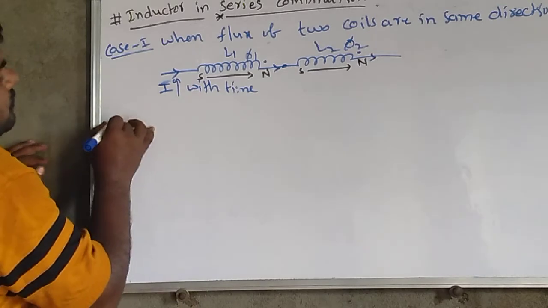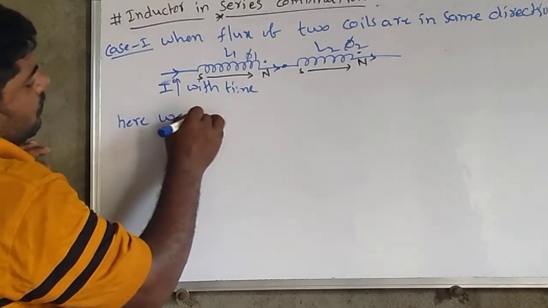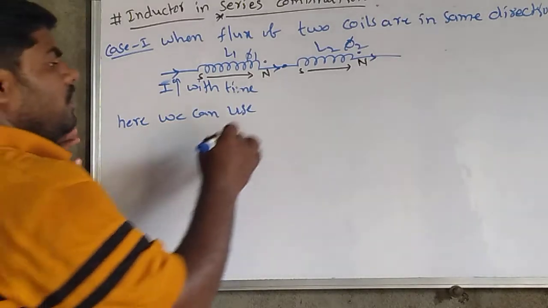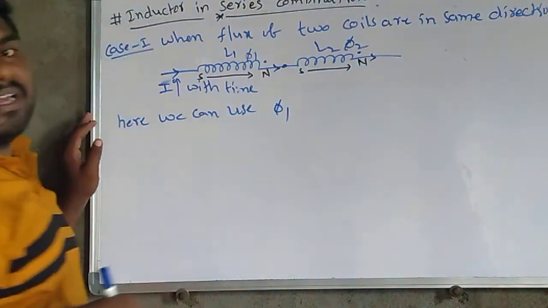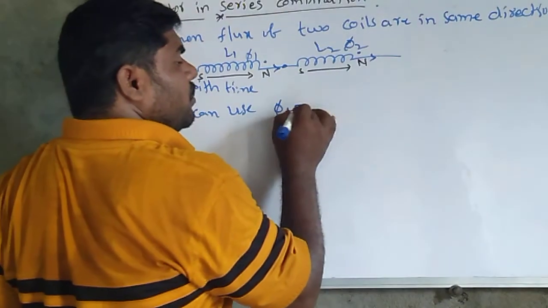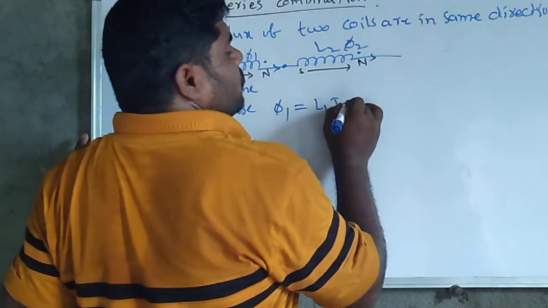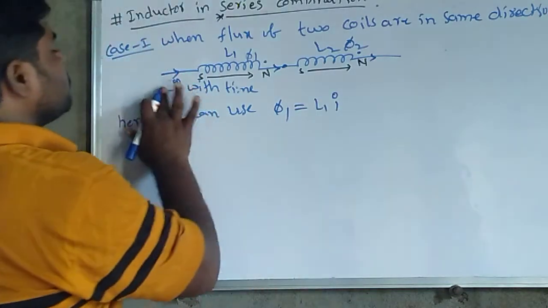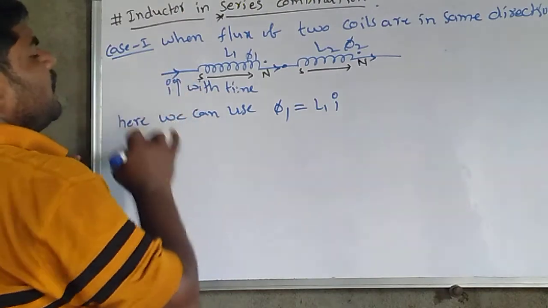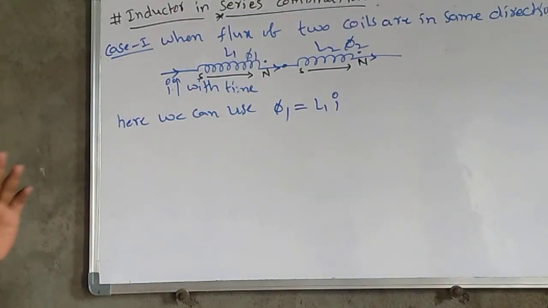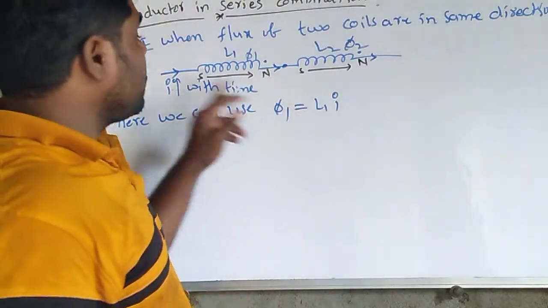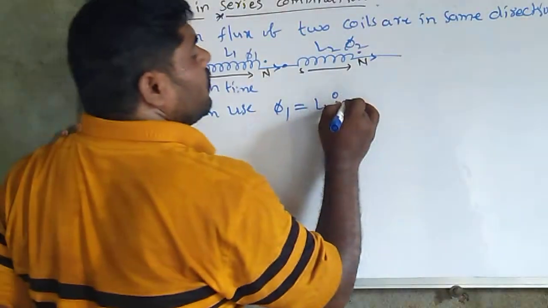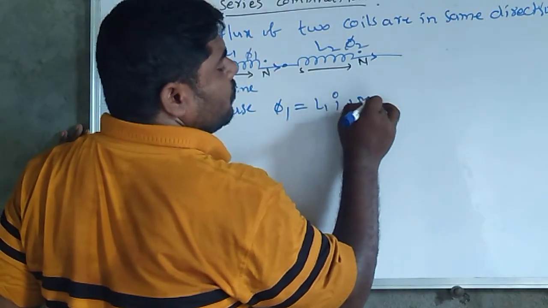So the total flux in the first coil, flux phi1, is equal to L1 into I. If you want, you may write a small letter or small current also, no problem. If you consider capital I, you may write capital I; if you consider small i, you may write small i. There is no need to write I1, I2, because in a series combination the current must be the same through L1 and L2. Both are the same case, that's why you may take positive M into I.